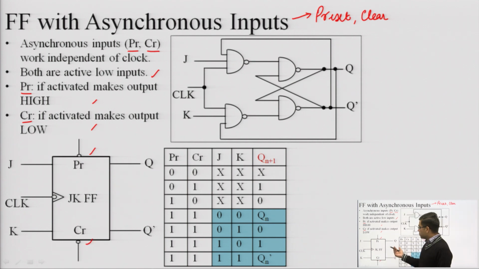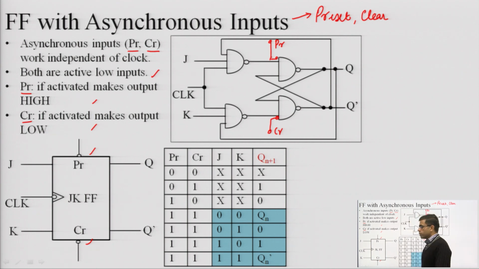These are just the terminology for how to show the preset and clear locations in the logic symbol. In the circuit, these preset and clear are applied on the gates which deliver the final Q and Q bar outputs. So preset and clear are actually marked here. This becomes the preset and this becomes the clear. These are the actual locations of the preset and clear inputs.